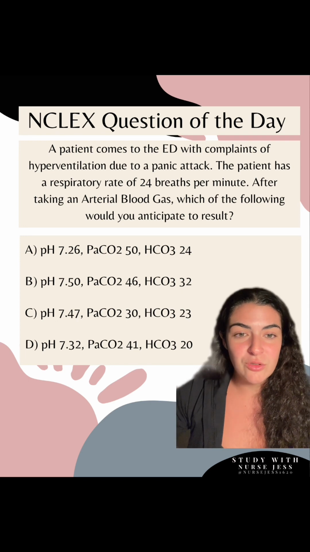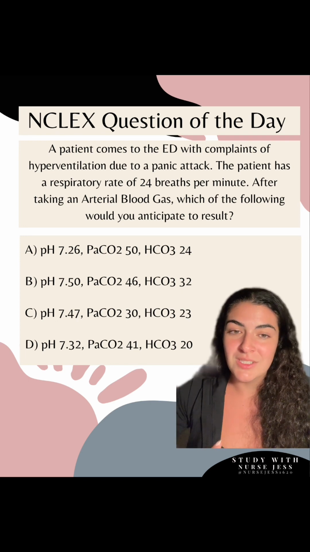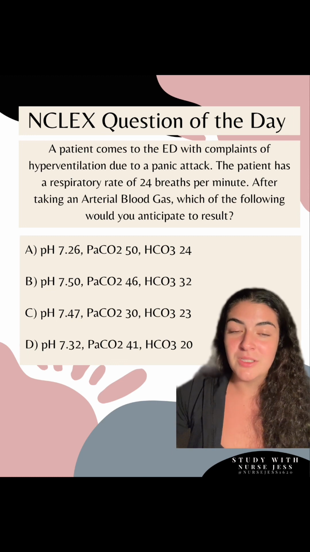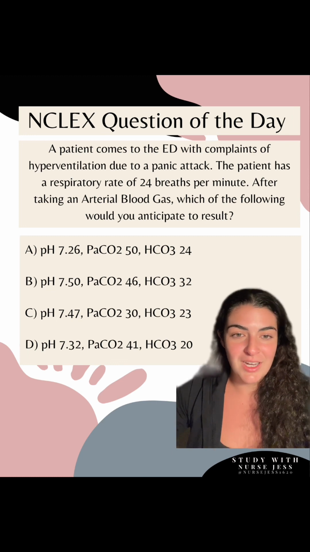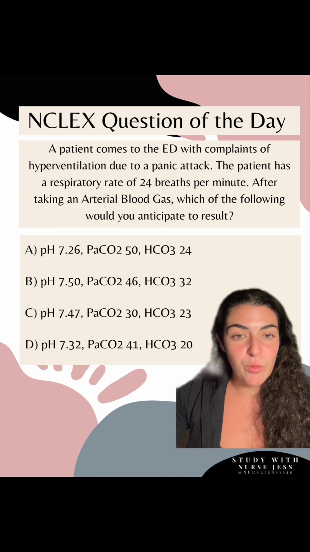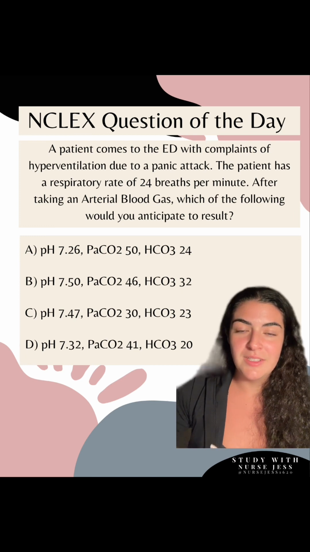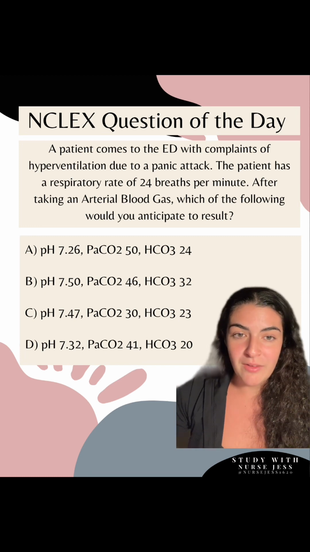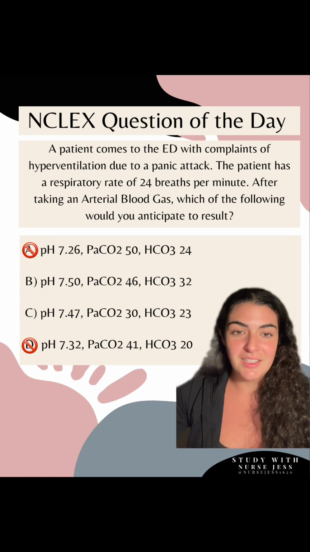So for these answer choices, I know respiratory alkalosis is a high pH. So I'm immediately going to eliminate the options that have a low pH that would result in acidosis. Remember, normal range for pH is 7.35 to 7.45. So I'm looking for anything under 7.35 that would be considered acidic to eliminate. And I can eliminate options A and D.